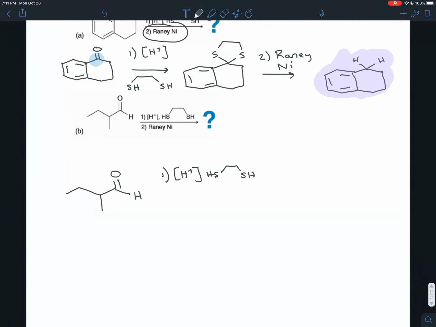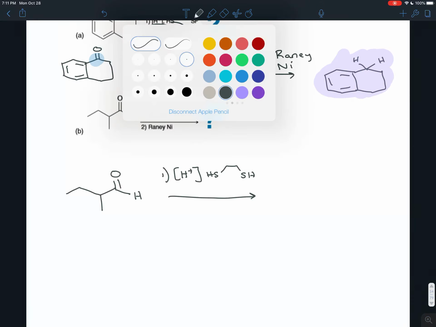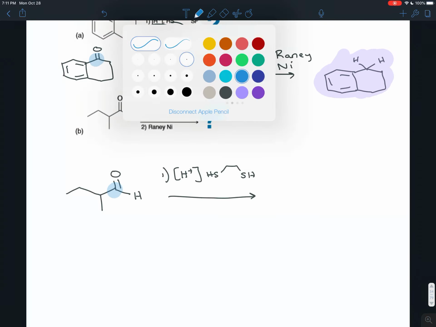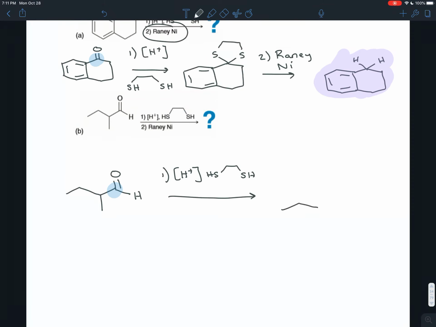When you do that, you replace the 2 bonds to the oxygen on that carbonyl with bonds to the 2 sulfurs. So one bond to one of the sulfurs, another bond to the other sulfur. And notice the 2 sulfurs are connected by 2 carbons, so we're going to draw those in, 1, 2. And that's the step after that, thioacetal formation.